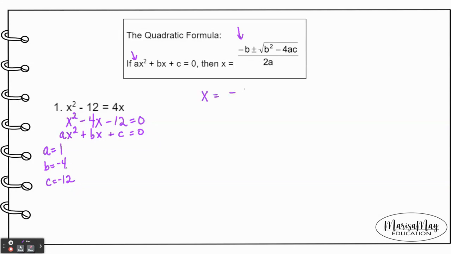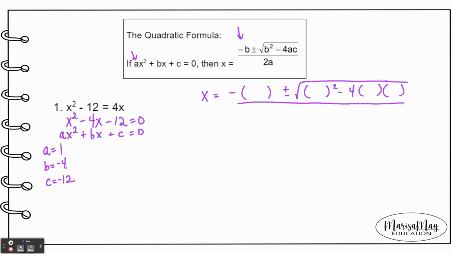I want to set up some blanks for you because I think it's going to help you see our substitutions a little bit better. And so I'm just putting some blanks in here so that when we go and fill them in, you can easily see where those are coming from. Okay, so we begin with -b. So this first blank, I'm going to put the b value, which is -4.